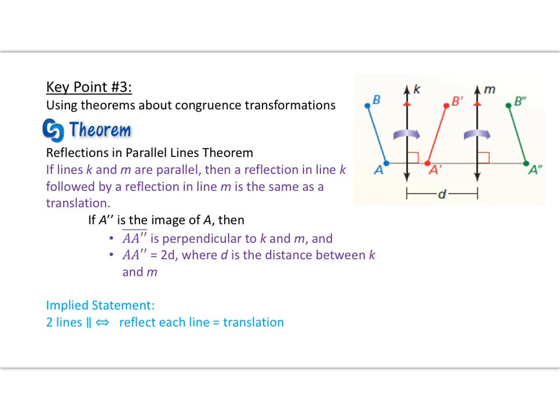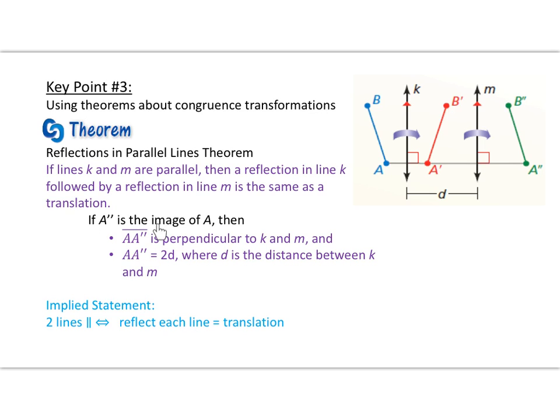Segment AB reflected across line K results in A prime B prime. And then A prime B prime reflected across a line parallel to K, called M, results in A double prime B double prime. And that distance, we know that we can also translate the original pre-image all the way over and get a result of that A double prime B double prime.